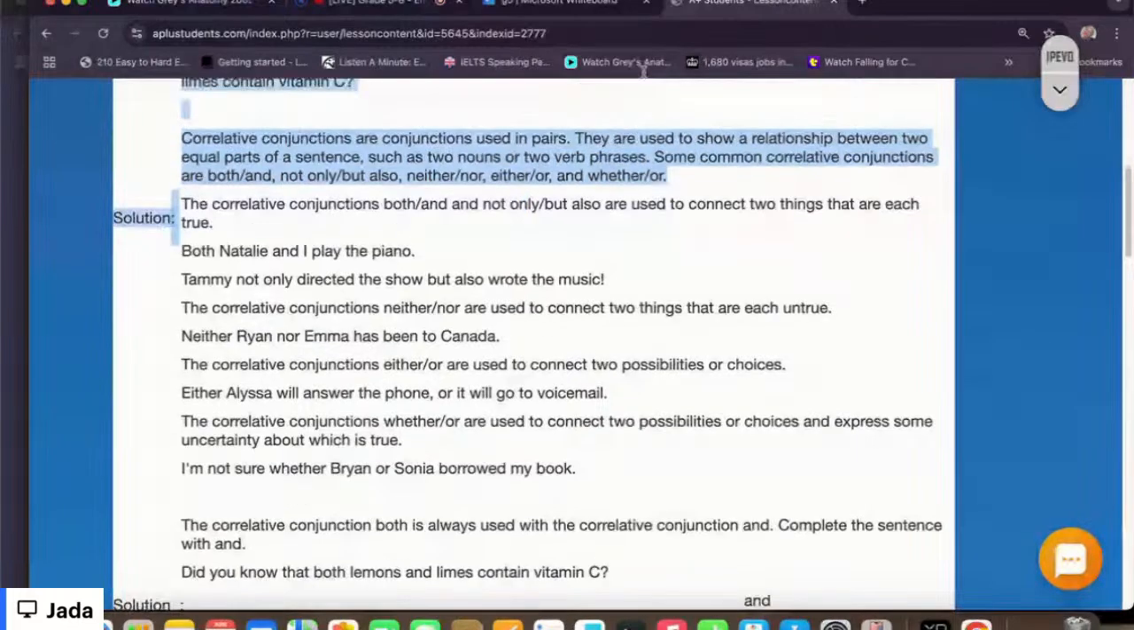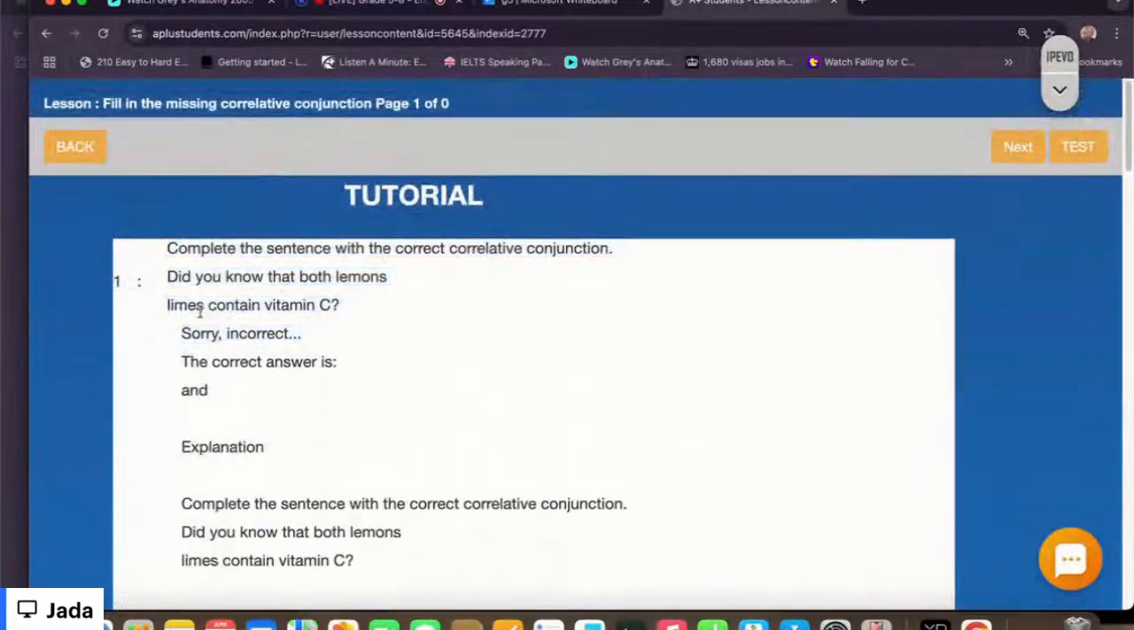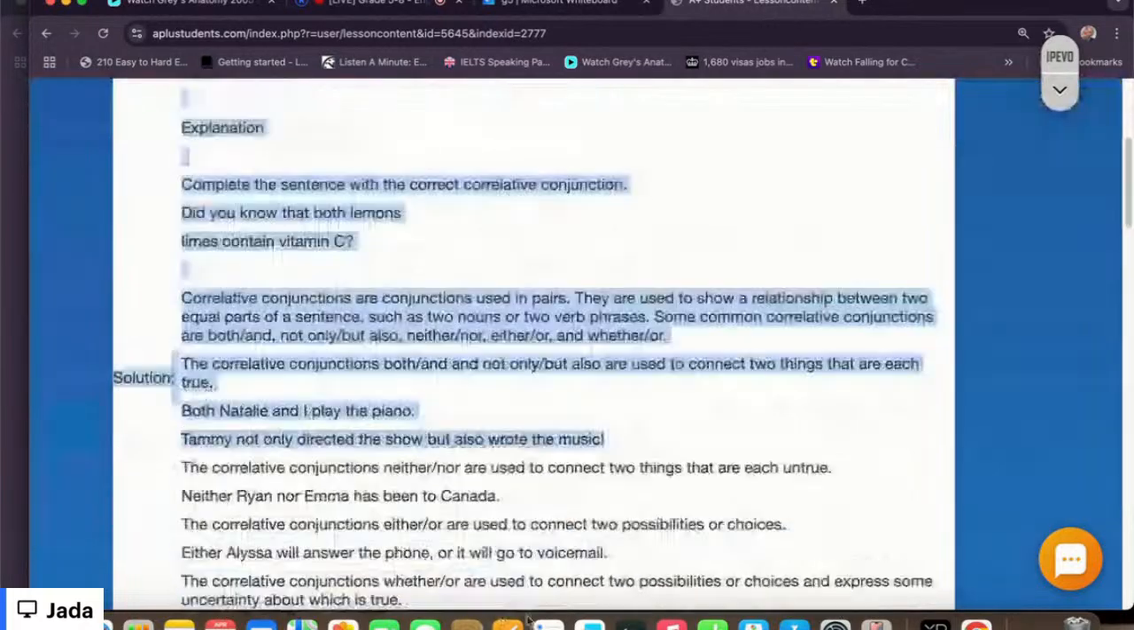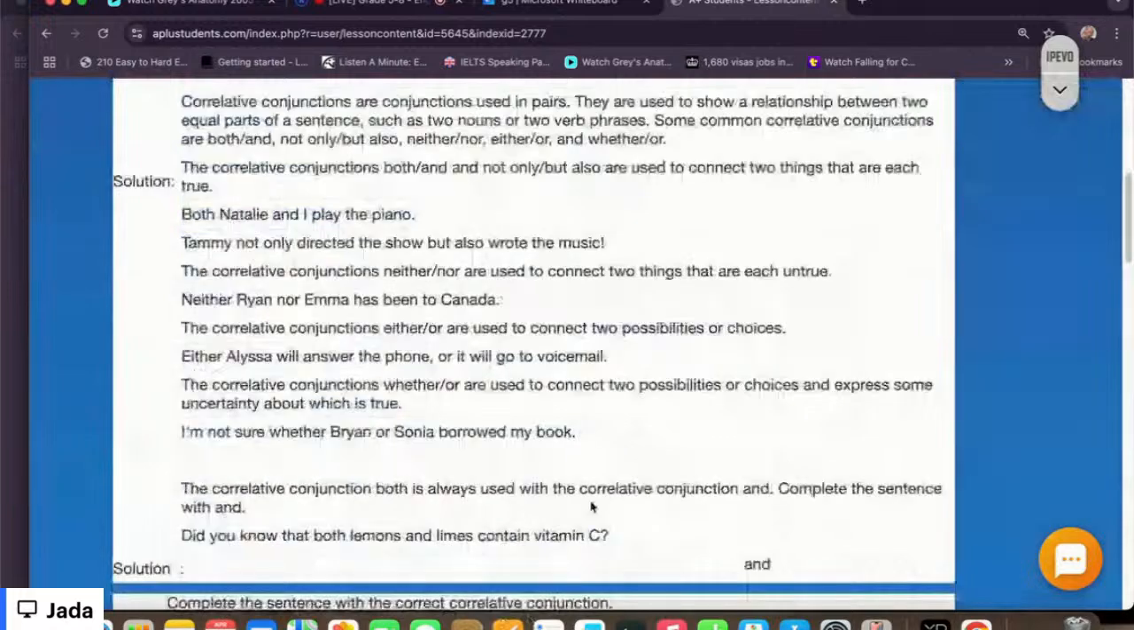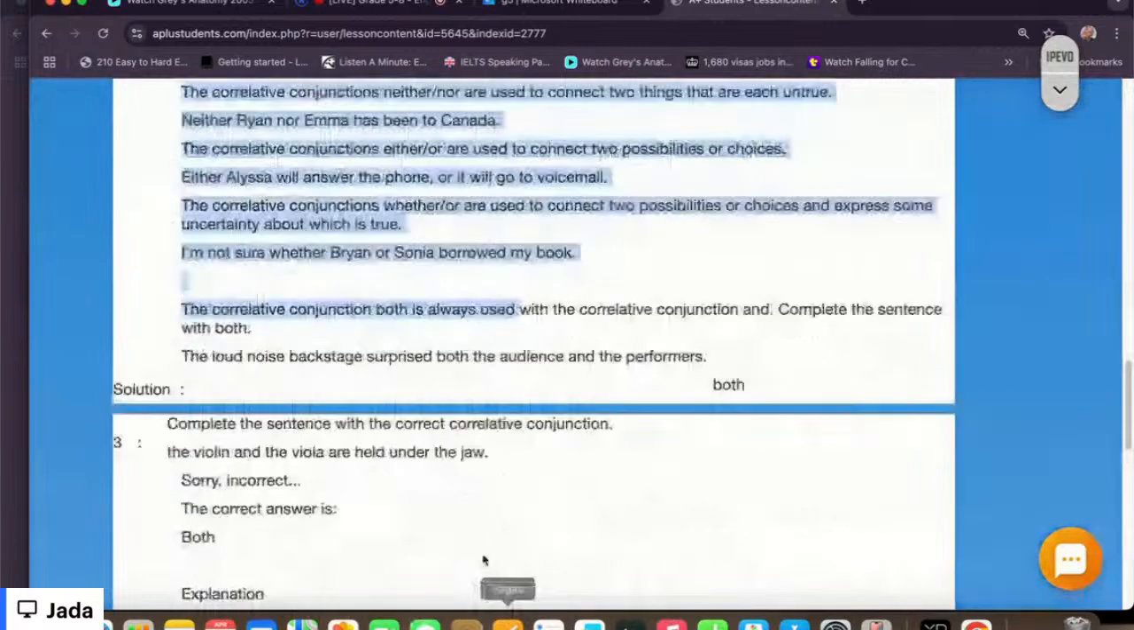Okay. So did you know that both lemons and limes contain vitamin C? So it's going to have one part of the correlative conjunction and be missing the other. So you have to be the one to complete it. So both lemons and limes. The loud noise backstage surprised both the audience and the performers. So both the audience and the performers.